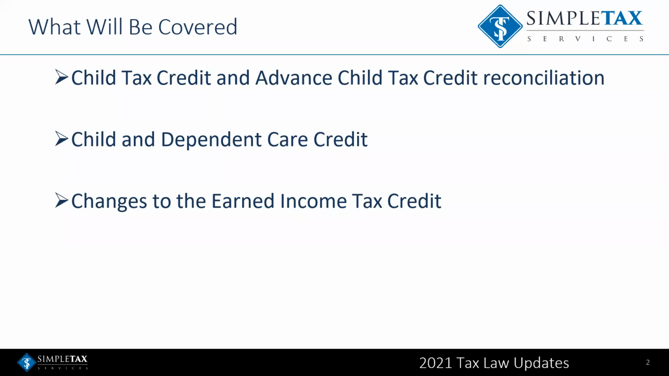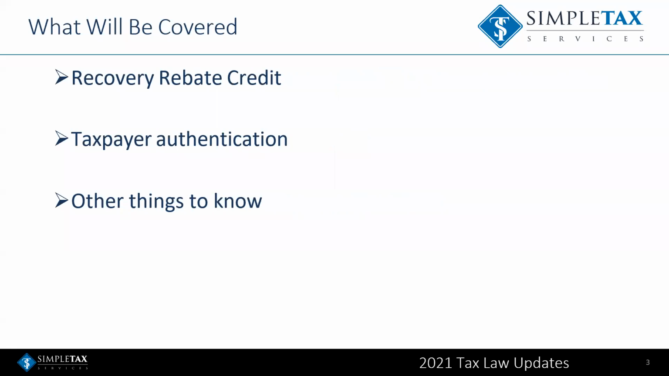What we're covering today, we're going to cover the child tax credit and advanced child tax credit reconciliation. We're going to cover the changes to child and dependent care credits, a couple of slight changes to earned income credit, as well as the recovery rebate credit, taxpayer authentication, and then a few other things that you need to know, a couple of changes to the 1040 forms, things like that.